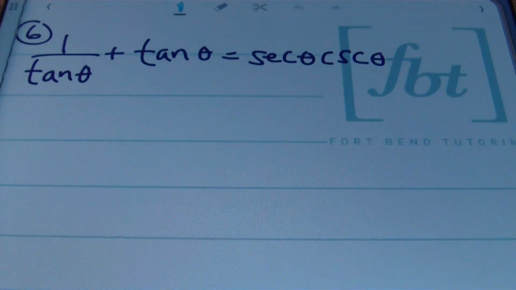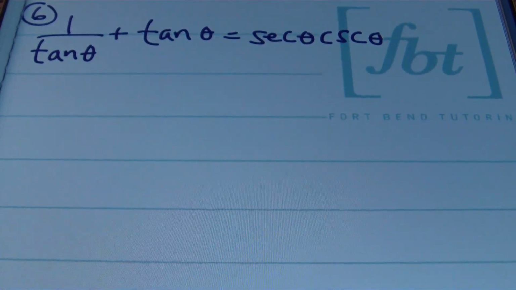All right. Problem number 6. For problem number 6 here, we have 1 divided by tan theta plus tan theta, which should equal secant theta times cosecant theta. All right. What I propose we do is change everything into sine and cosine functions.